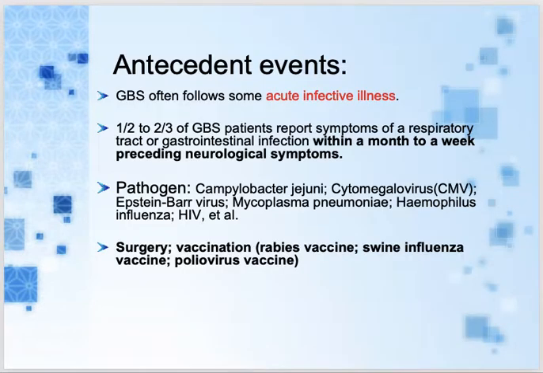Okay, so now talking about the etiology first of all, of course it's autoimmune, or your immunity attacks your peripheral nerve myelin sheath, and sometimes it is preceded by a viral or bacterial infection. So you can say that in some of the patients we can find a history of viral or bacterial infection, and the common pathogens involved are Campylobacter jejuni, CMV, Epstein-Barr virus, or any infection like this. Later on they can have this thing. So see, half to two-thirds of the GBS patients report symptoms of a respiratory tract or GIT infection within a month to a week preceding neurological symptoms.